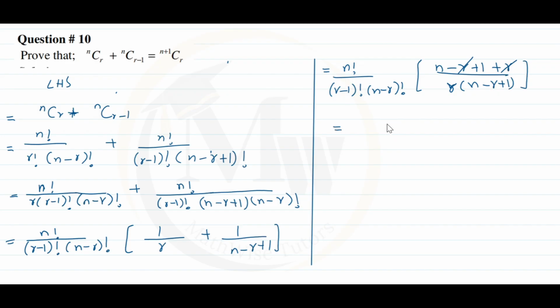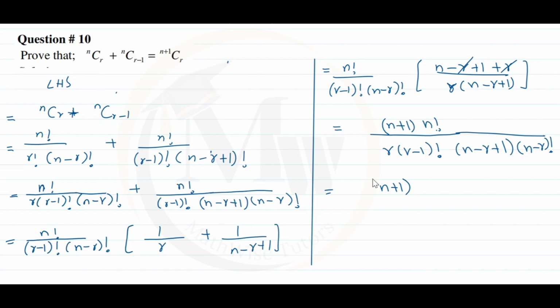So the same terms cancel out and we're left with (n plus 1) times n factorial on the numerator. On the denominator, we have r times (r minus 1) factorial and (n minus r plus 1) times (n minus r) factorial. So we complete the factorial form: the numerator will be complete as (n plus 1) factorial, and on the denominator we will have the complete r factorial and the factorial of (n minus r plus 1).